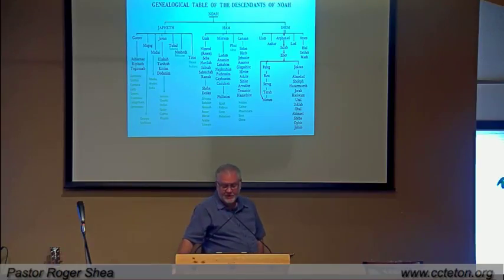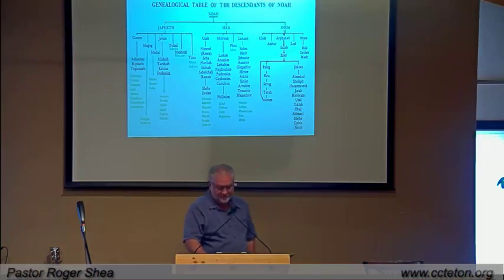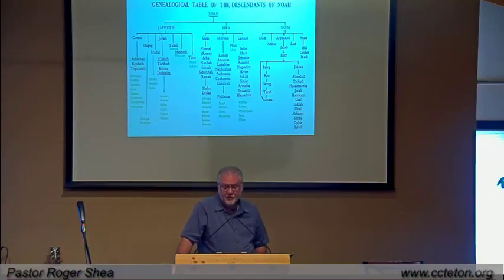Peleg lived 30 years and begot Reu. After he begot Reu, Peleg lived 209 years and begot sons and daughters. Reu lived 32 years and begot Serug. After he begot Serug, Reu lived 207 years and begot sons and daughters. Serug lived 30 years and begot Nahor. After he begot Nahor, Serug lived 200 years.